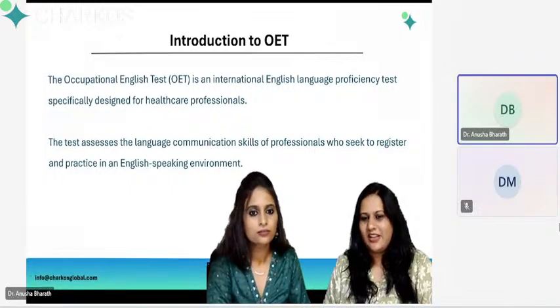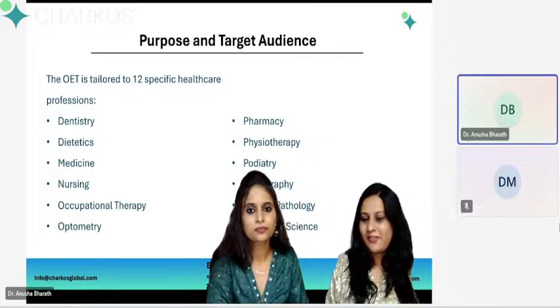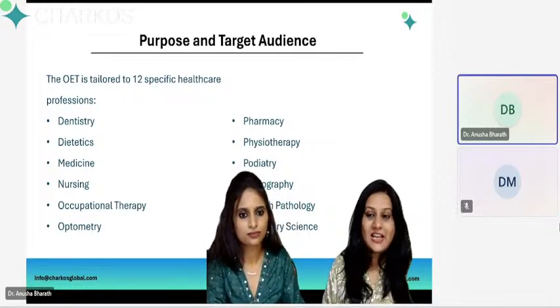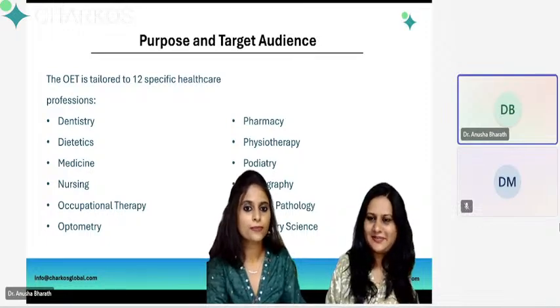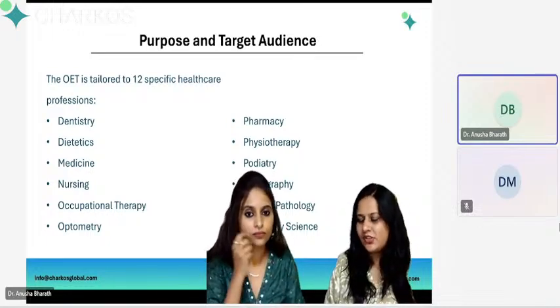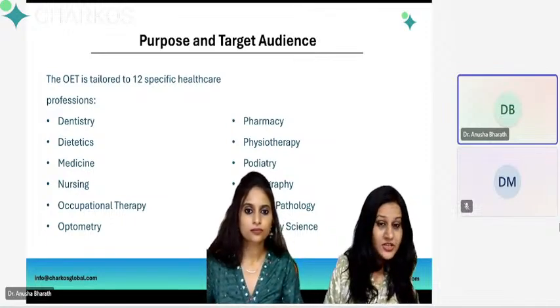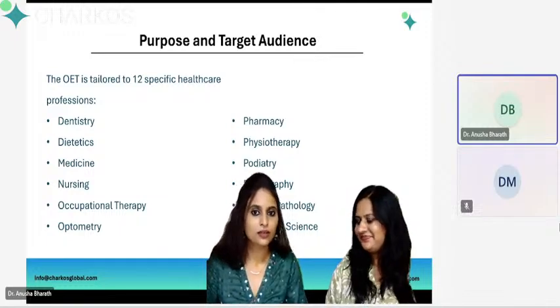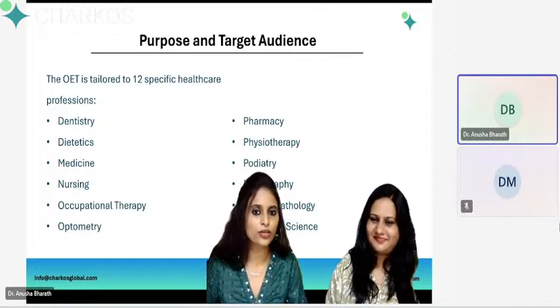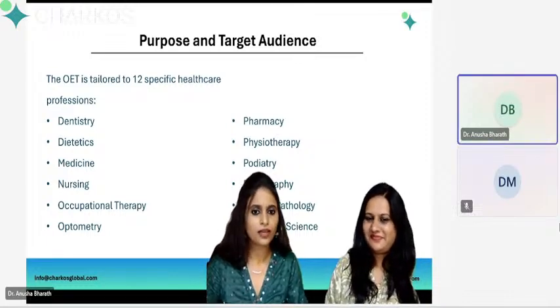We'll be just moving the slides. I think you might all be very familiar with these slides by now. So you can just have a look at these slides. They mention the OET, the modules, the target audience, and the other details related to OET. It is tailored, as you know, to 12 healthcare professions. And moving on.